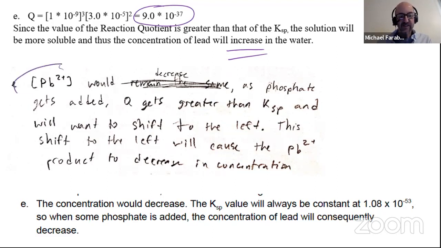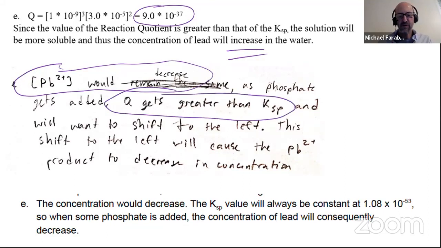All right, this says lead would decrease. And they say Q is greater than KSP. So the problem here is they didn't actually show us the calculation. So in this answer, we don't know that Q is greater than KSP because we don't have a calculated number to compare it to. This person says the KSP will always be constant, but they don't compare Q with K. So they say that lead would decrease, but we're not getting a significant understanding of Q versus K.